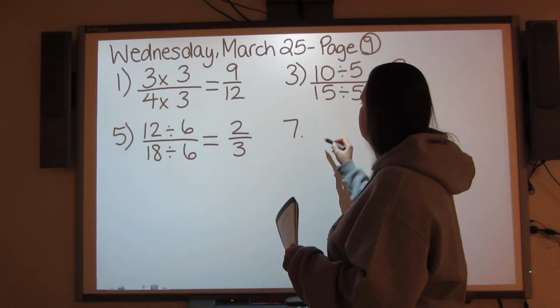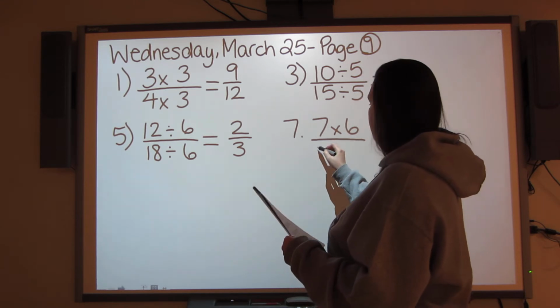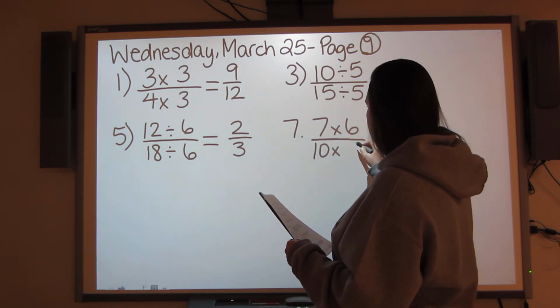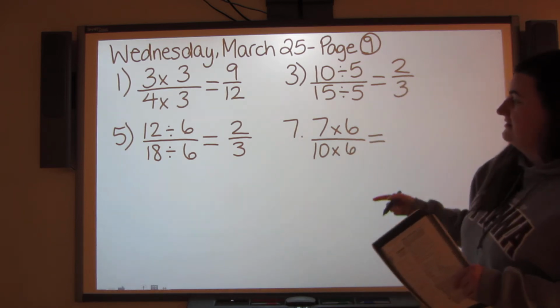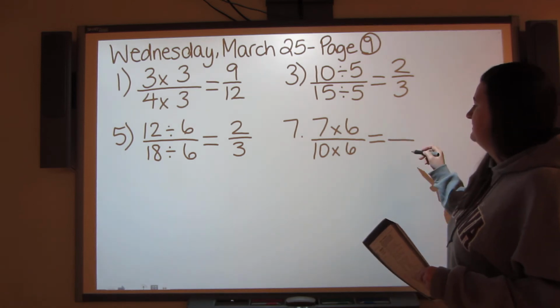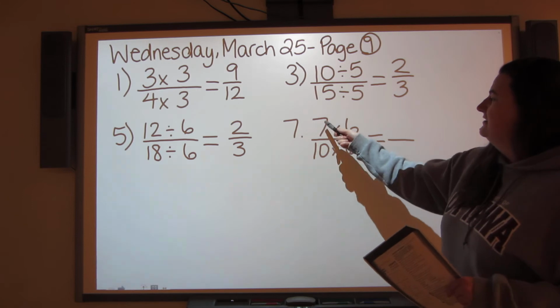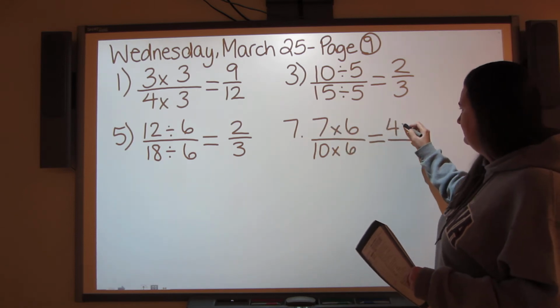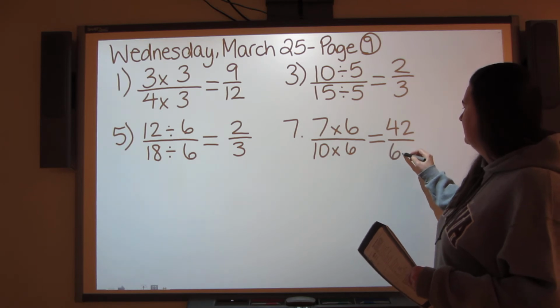Number 7 gives you the beginning ratio, and it also gives you the something that they're multiplying or dividing by, in this case 6, and you have to figure out what the proportion is. What is the equivalent ratio? So 7 times 6 is 42, 10 times 6 is 60.